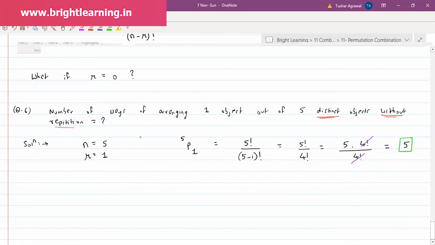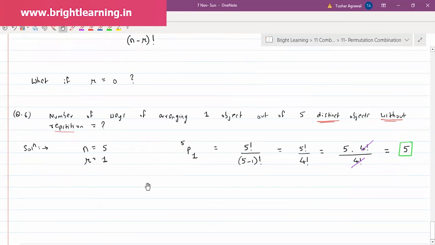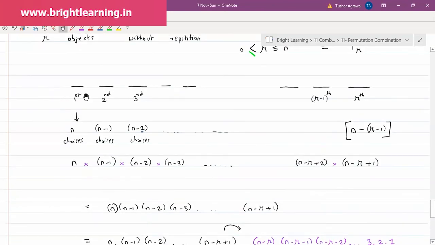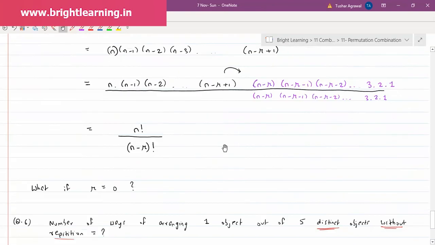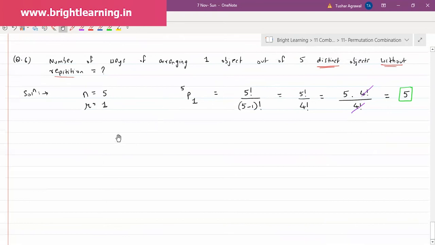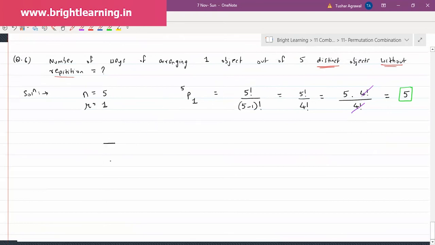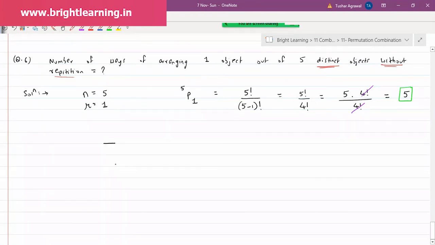But whether this formula was really needed? I gave you this explanation using the formula, but was it a desperate need for the formula? No. Simple logic. How did you arrive at the formula? Using the logic only, you derived the formula. So using the same logic, you just have to pick up one object and arrange it at one place. You have 5 distinct objects. If you pick up any one object, in how many ways can you arrange it? You can arrange in one way only.